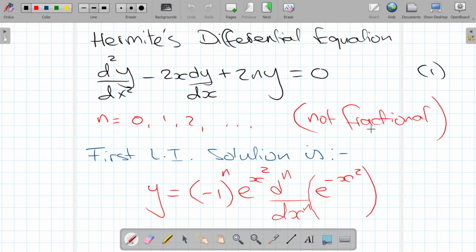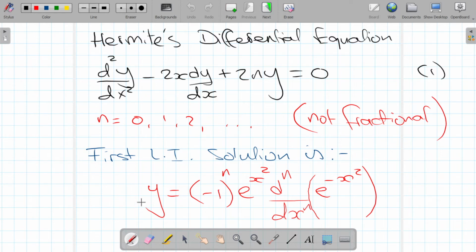And the reason for that is that the first linearly independent solution to equation 1 is obtained from this formula here. And as you can see, you have to calculate the nth derivative. So n can only be positive whole integers. You can't have negative integers or fractional numbers or whatever.